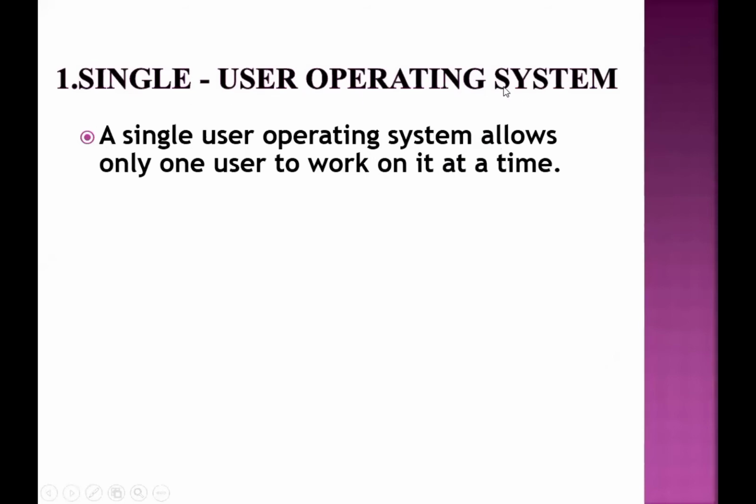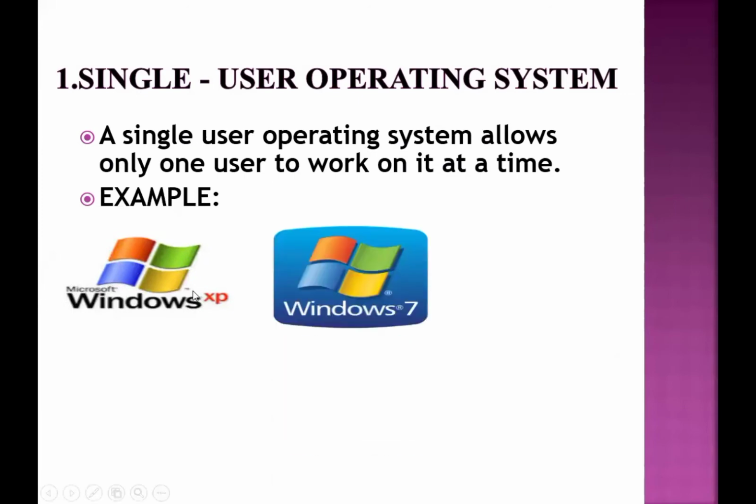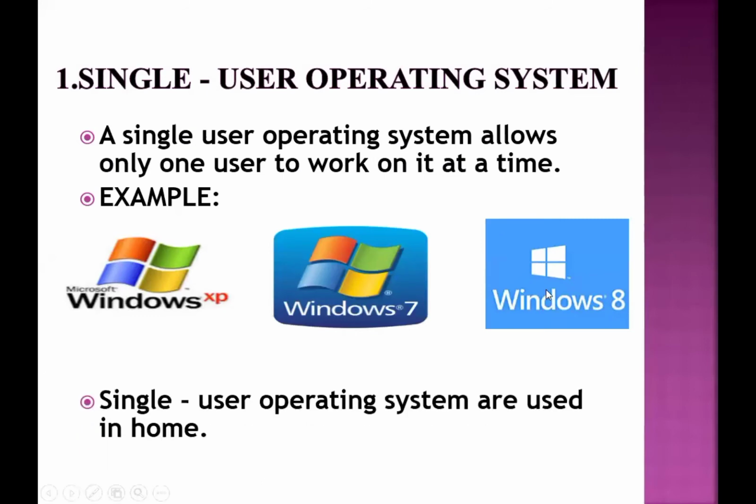A single user operating system is a software. Single means one, so a single user operating system allows only one user to work on it at a time. Examples of single user operating systems are Windows XP, Windows 7, Windows 8. These are all single user operating systems. They are mostly used in homes.